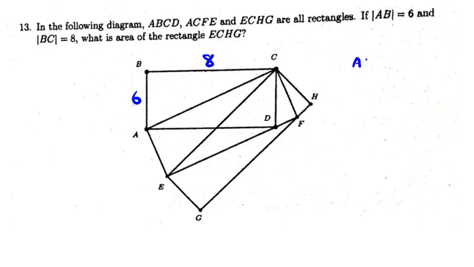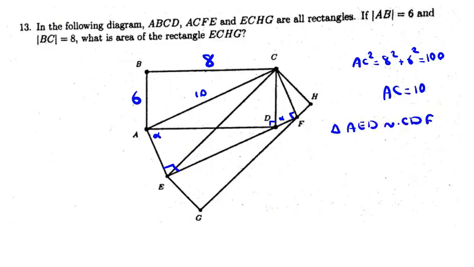So AC squared is 8 squared plus 6 squared, which is 100. So AC equals 10. Now we found AC. Suppose we know it is 90 degrees because the problem says it is a rectangle. It is 90 degrees, so if one angle is alpha, the other is 90 minus alpha, and this one is alpha. And you can say these two triangles are similar: AED is similar to triangle CDF.